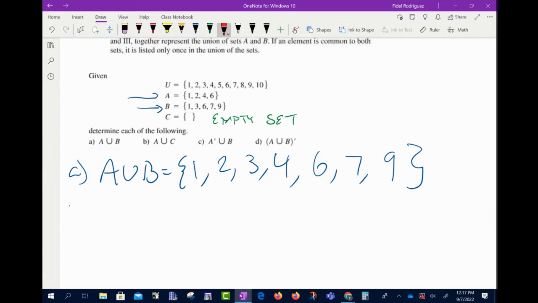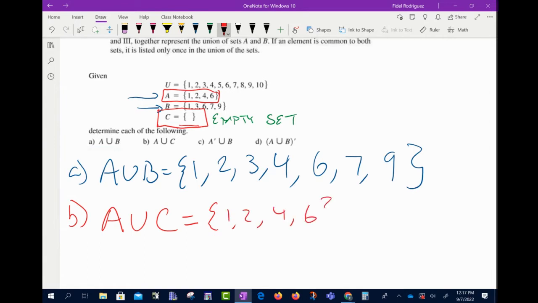Okay, so now we're going to do the same thing for part B. Part B says we're looking for A union C. So remember what A union C means. I'm going to take everything in this set here, and I'm going to take everything in that set there, and we're going to write it as one set. Okay, so we're going to throw them all together. Now, y'all, I agree. There is nothing in here, right? It's the empty set. But we still have those numbers 1, 2, 4, and 6, right? We're throwing them all in together. And it's just in the empty set. There's nothing for me to put in there. Does that make sense? So I still got everything in the set A. Okay.